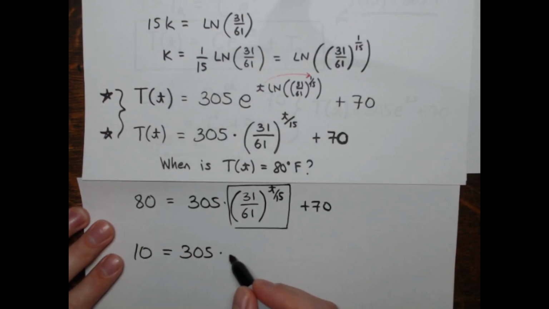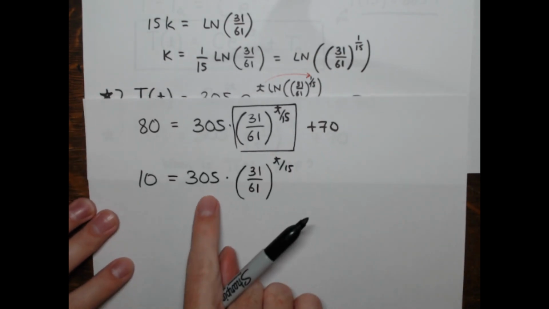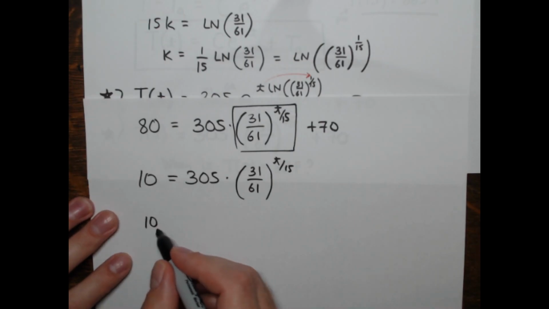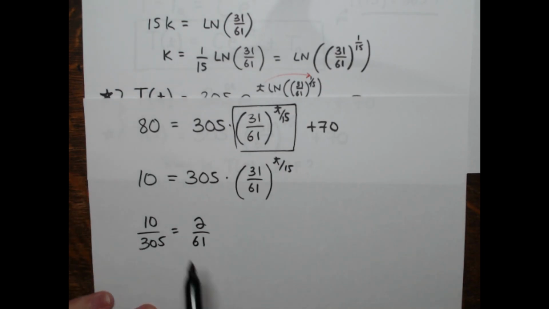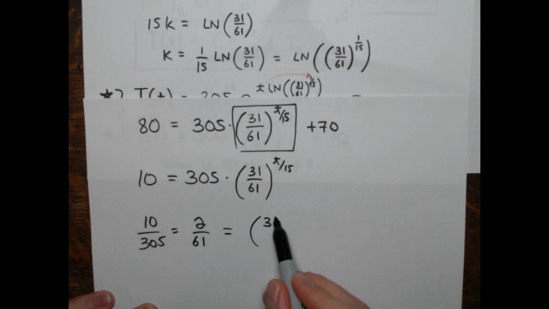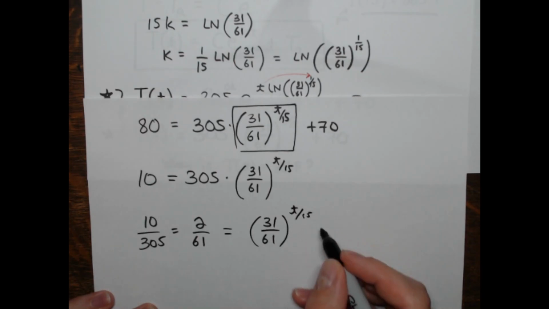equals 305 times (31/61) to the T over 15 power. Then divide by 305, right? So 10 over 305, which is the same as 2 over 61. This is 5 times 2, this is 61, 2 times 5, 61 times 5. And this is equal to (31/61) to the T over 15 power.